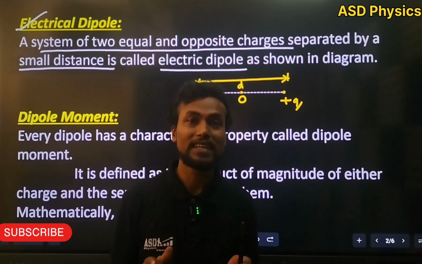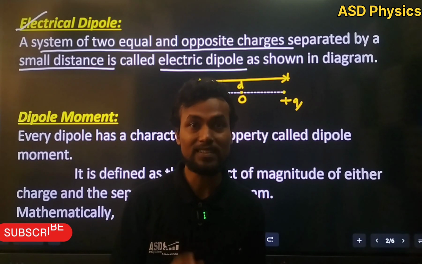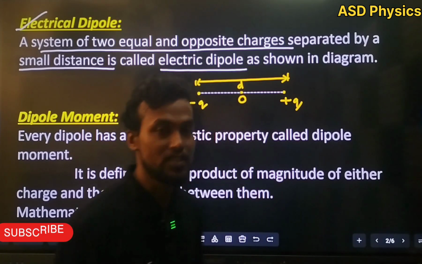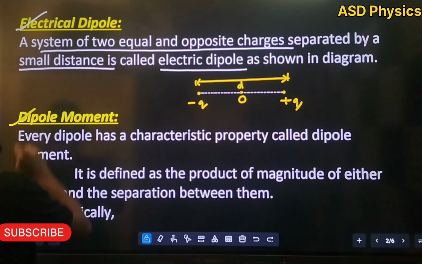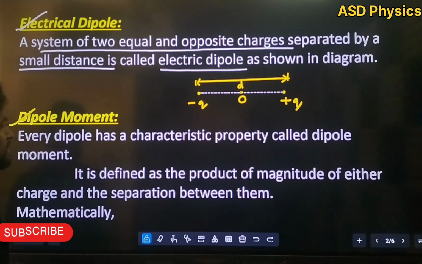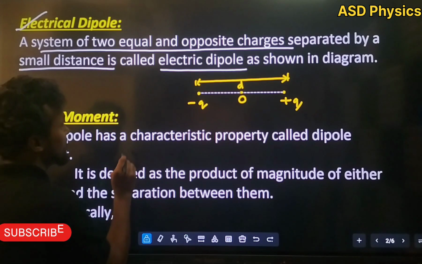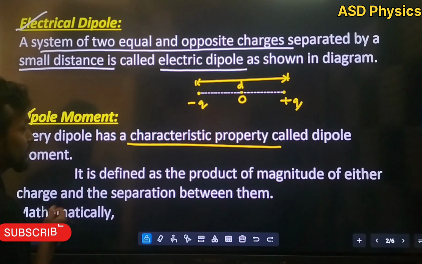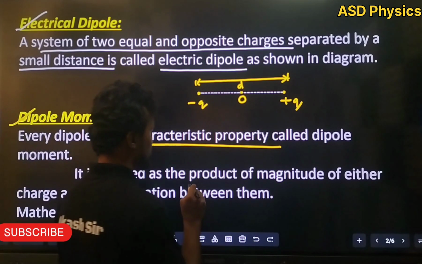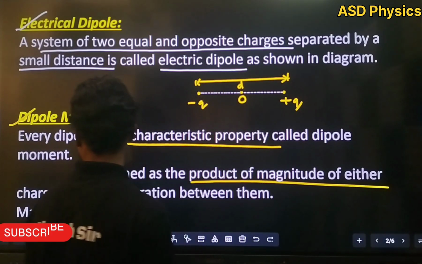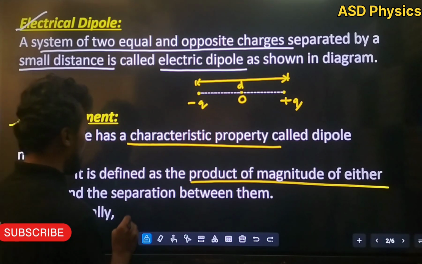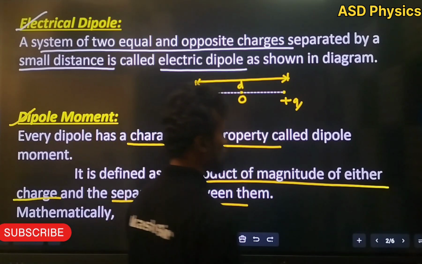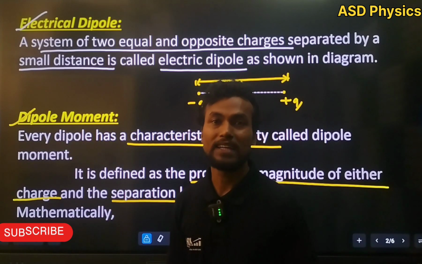After that, this dipole has some characteristic property also. How to represent the property of this in a mathematical form? For that we have one physical quantity, and the name of the physical quantity is the dipole moment. So kindly see here, students, every dipole has a characteristic property called dipole moment. What is the dipole moment? It is defined as the product of magnitude of either charge and the separation between them.